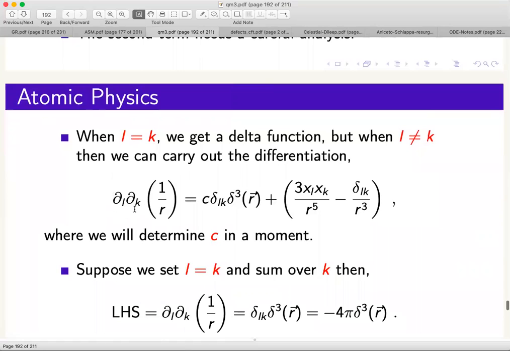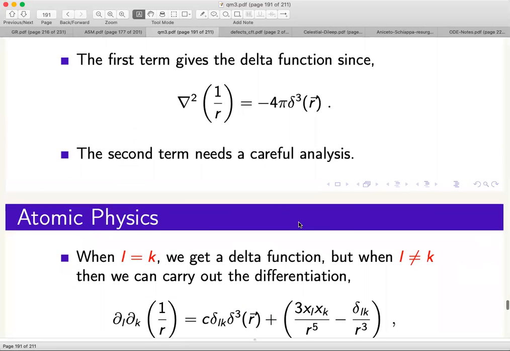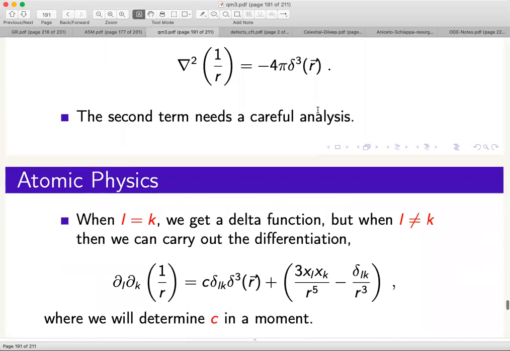So when L is equal to K, you again get a delta function piece. Okay, and when L is not equal to K, then you get 3 times XL XK upon R to the 5 minus delta LK upon R cube. Okay, and what we need to do is to determine this constant C. Of course, this has to have a property that when L is equal to K, which will give you a Laplacian piece, which is already pulled out here. So therefore this term shouldn't be contributing a Laplacian, so the term should vanish.